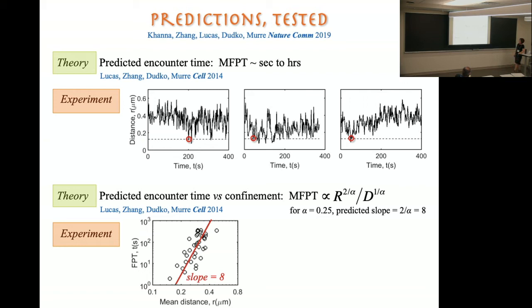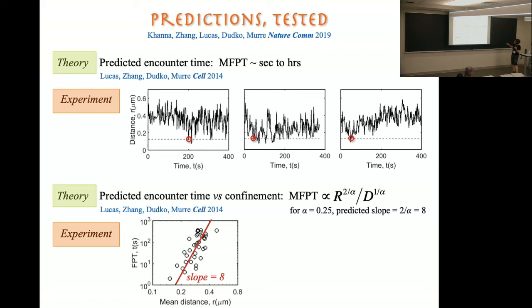So I think the main message from this is that despite the fact that the dominant motion of genomic segments is anomalous diffusion, namely subdiffusion, first encounter times are still biologically reasonable. And the second message is that the key to these fast passage times is the subdiffusive motion and its high sensitivity to the size of the confinement.